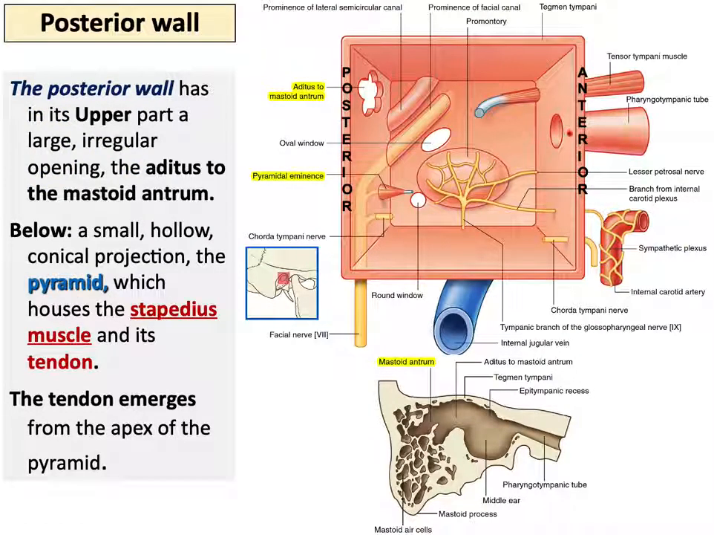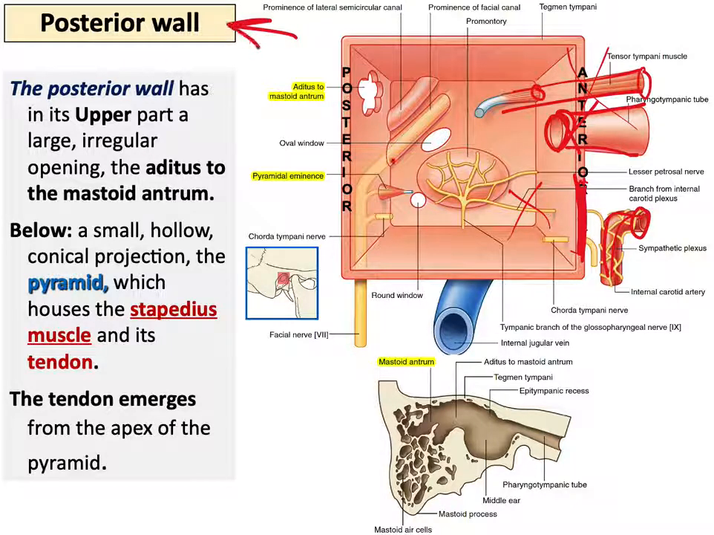Now we finished the anterior wall. The middle ear is separated anteriorly by a thin plate of bone from the internal carotid artery, and you have two openings: the largest one for the pharyngotympanic tube and the upper one for a muscle called the tensor tympani muscle. Okay, we finished that. Now let us move to the opposite side, the posterior wall.